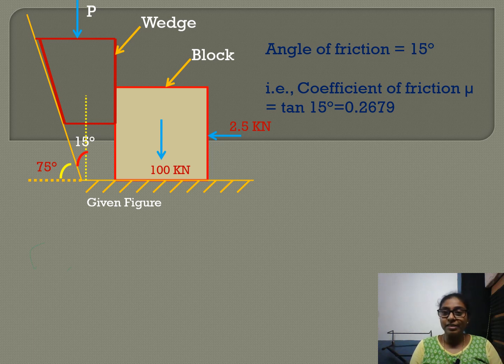Two surfaces, one horizontal surface, one inclined surface, a block of load 100 kilonewton. A load of 2.5 kilonewton is applied on the block. A wedge is positioned between the block and the inclined plane. We are required to find the force P required to move the wedge downwards.